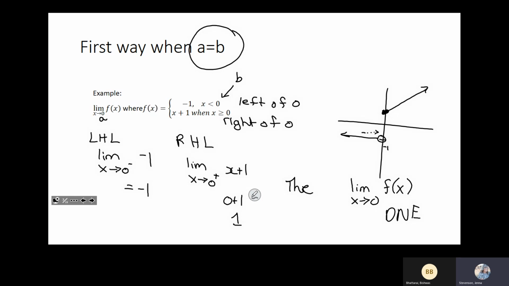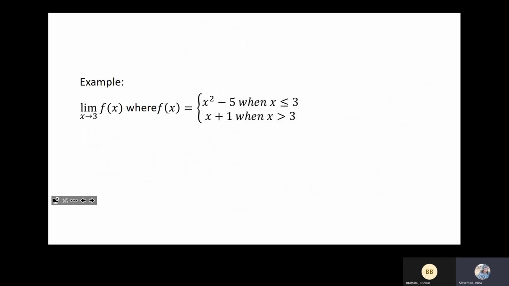Let's do one more where A is equal to B. So you have the limit there as x approaches 3 of x squared minus 5 when x is less than or equal to 3, and x plus 1 when x is greater than 3. So it's set up the same. Remember, these two might not always be left and then right. It could go right side and left side. It doesn't matter. And we can have more than just one section.